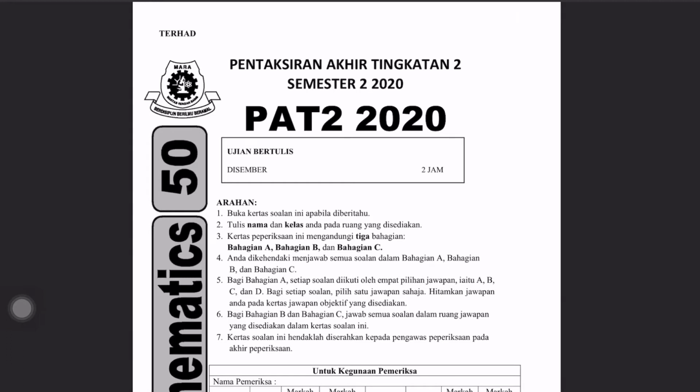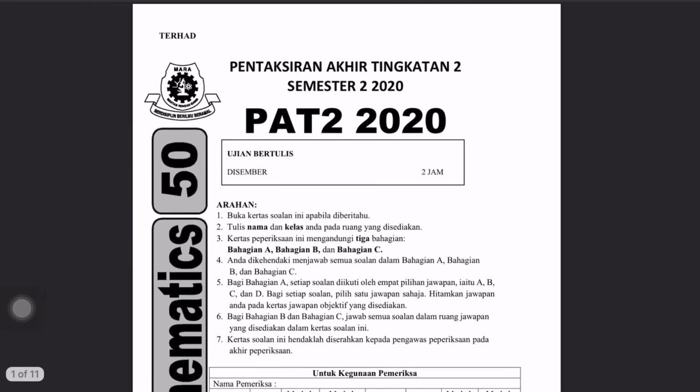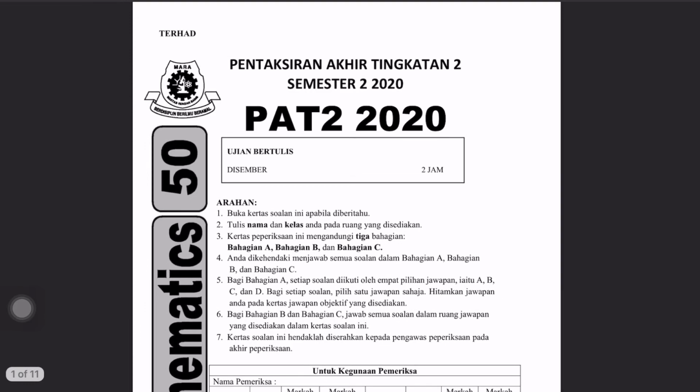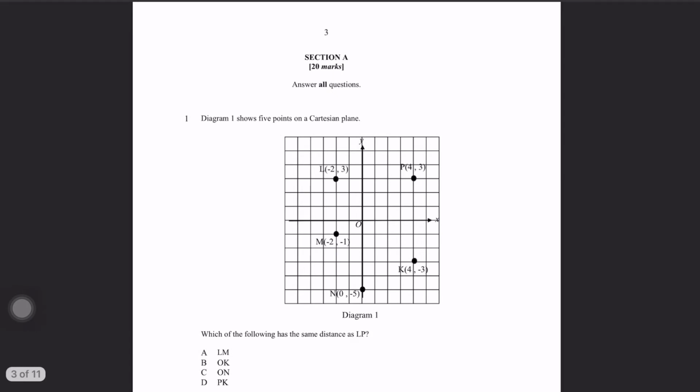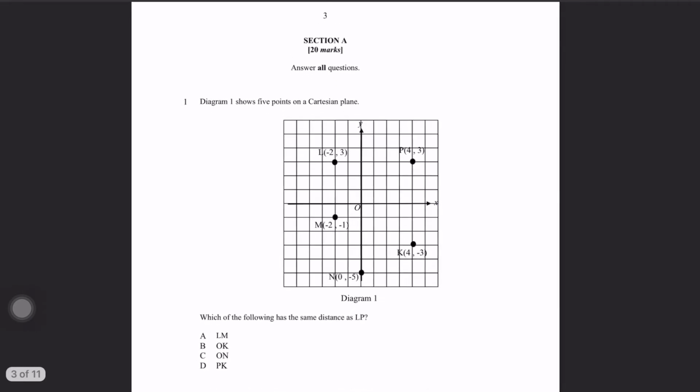So today we're going to discuss the MRSM paper for Pentaksiran Akhir Tingkatan 2 Semester 2, 2020. This is last year's question. Today we're going to discuss only Part A, Bahagian A, objective questions. So let's look at the first question.